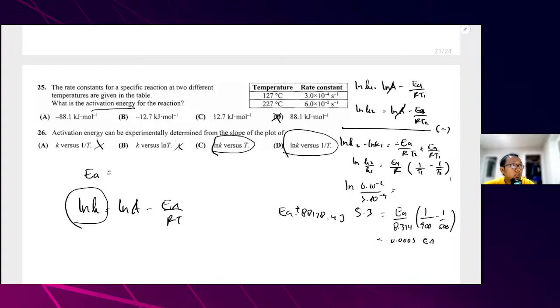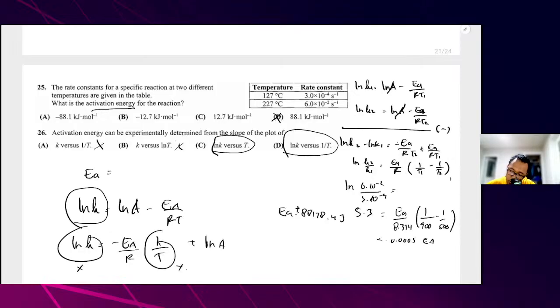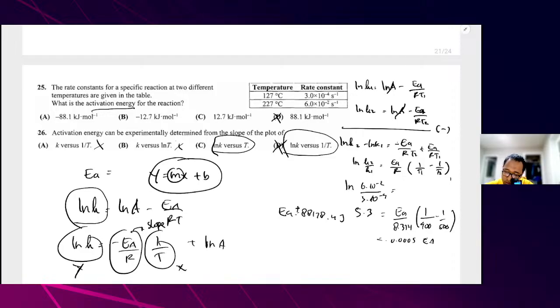The thing that I need to mention here is, we can separate it this way: ln K equals minus EA over R times 1 over T, plus ln A. So this one is X, another one is Y. The answer will be D. Like y equals mx plus b, EA over R is the slope, and X is 1 over T. So the answer will be D.